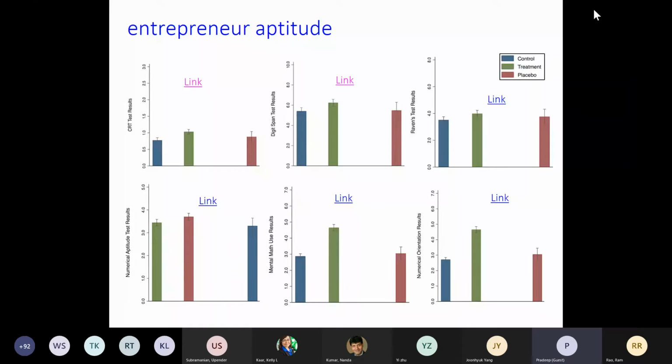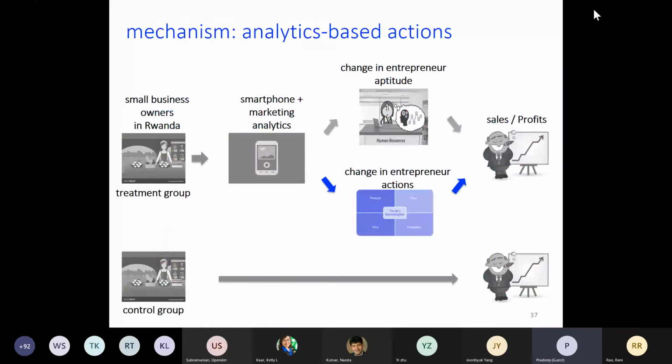So one of the things that you do see is that for the stated measures, the difference is a bit more pronounced than the difference in the more objective methods. Okay. So it seems as if one of the routes, which is the aptitude route, does seem to hold in terms of changing the numeracy or the mental math abilities of these entrepreneurs.